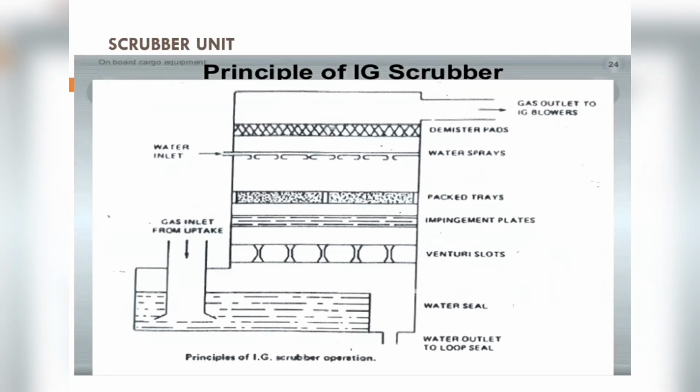Those who are working on the tanker, if you haven't observed this, next time try to observe when you're taking a round before taking over watch. Check on the overside near the engine room, port and starboard. You will see some black water coming out. That is coming out from the scrubber tower.